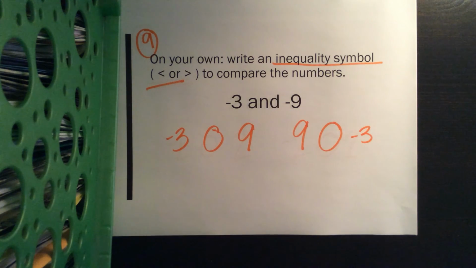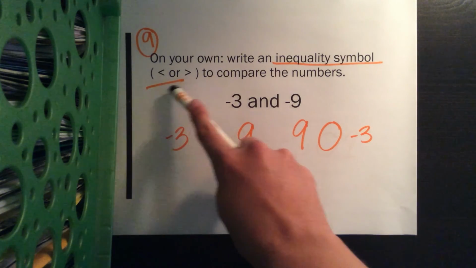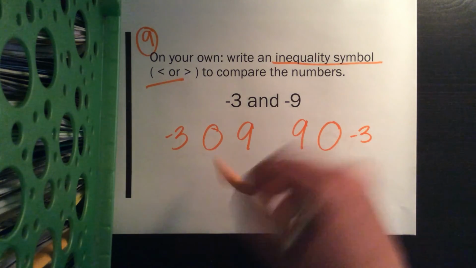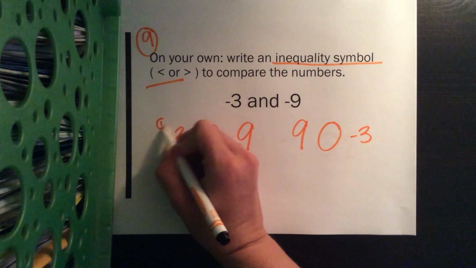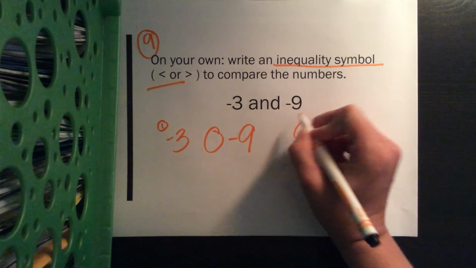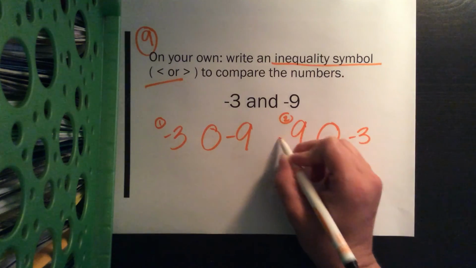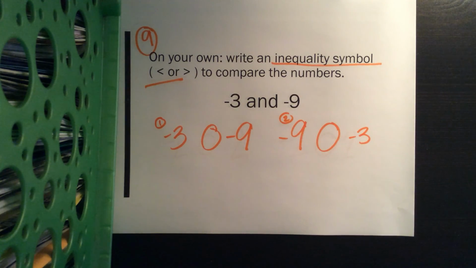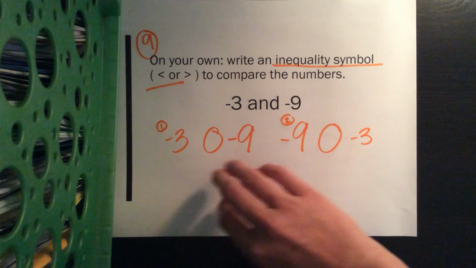Same thing for number 9. -3 and -9. Use the less than or greater than symbol right here to compare these numbers. So I want to see it 2 ways. -3 compared to -9, and -9 compared to -3. Okay? Both ways.